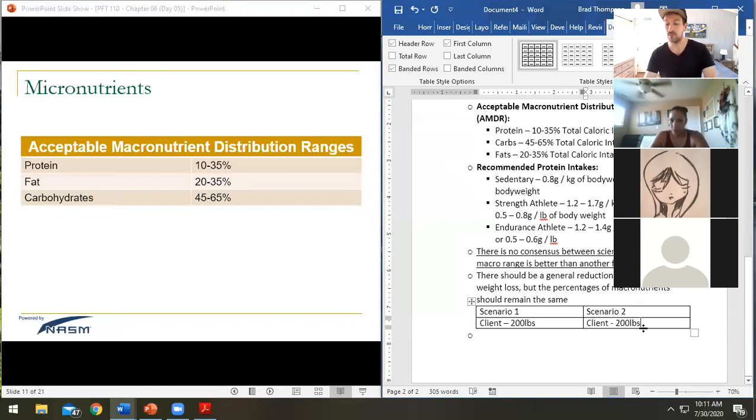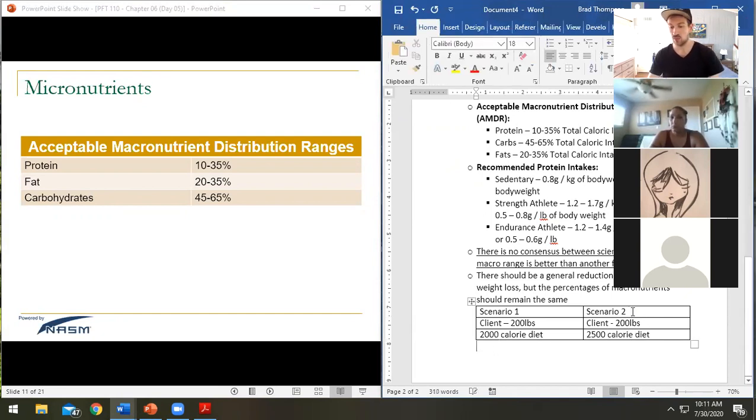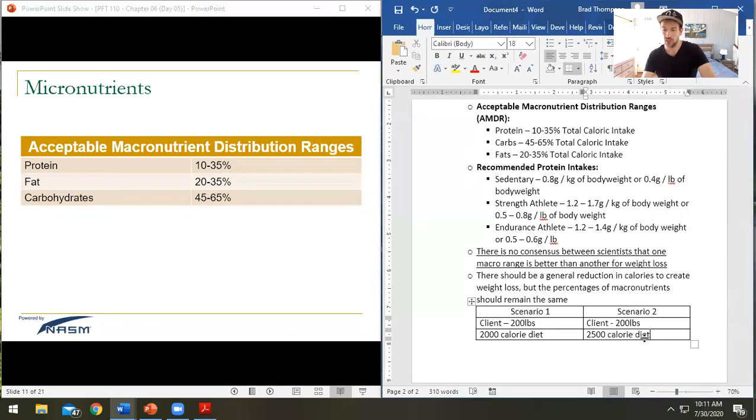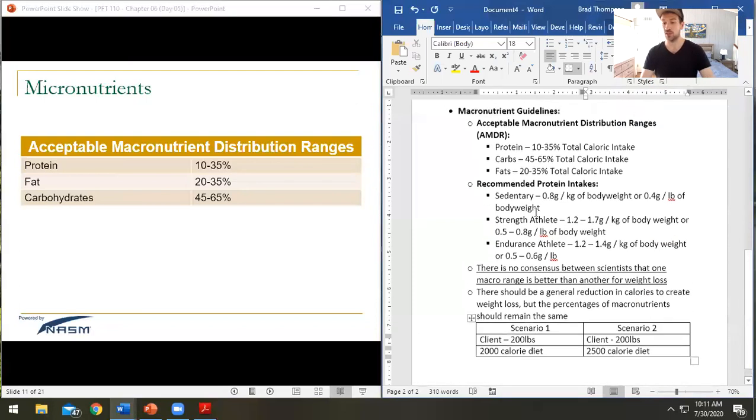Right? But this is going to be a 2,000 calorie diet. And this is going to be a 2,500 calorie diet. Right? So if we're looking at these two different scenarios here, we need to figure out what we're supposed to eat.